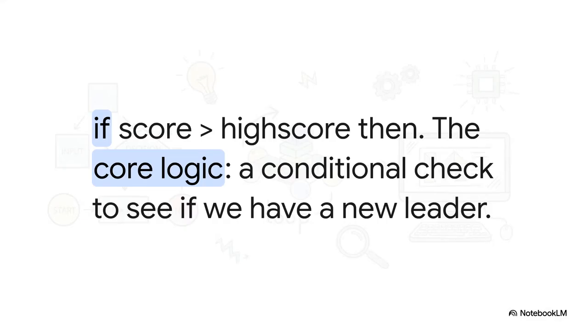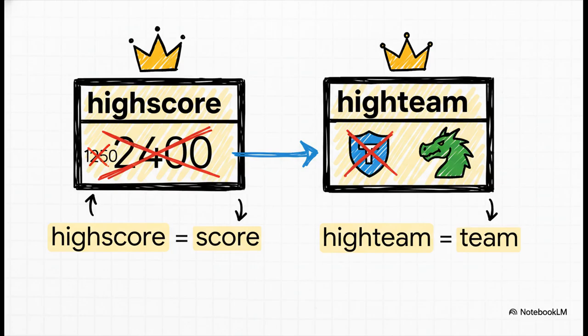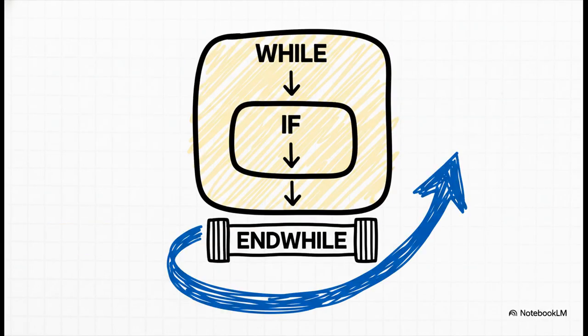Okay, this next bit, this is the brain of the whole operation. It's a simple if statement, and it just asks one question. Is this new score we just got bigger than the current high score we're holding on to? And if the answer is yep, it is, well, we've got a new leader. So we immediately do 2 things. We overwrite the old high score with this new one, and, crucially, we update the high team variable to store the name of this new top team. Then we just close off our if statement and our while loop, and what happens now? The program zips right back to the top of the while loop, ready to ask for the next team and do the whole thing all over again.